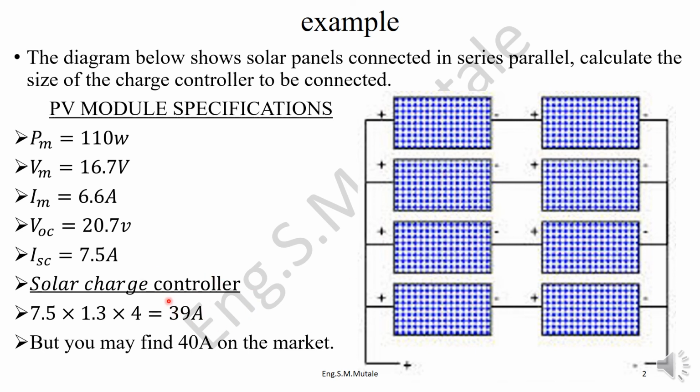But if you go on the market, you may not find a 39 amp one. You may find something like 40 amps, so you go to the nearest to that.